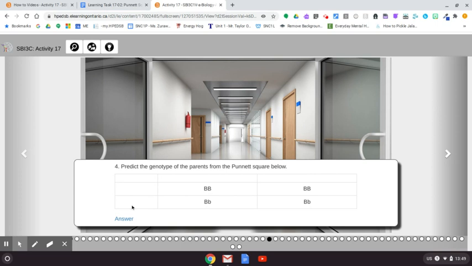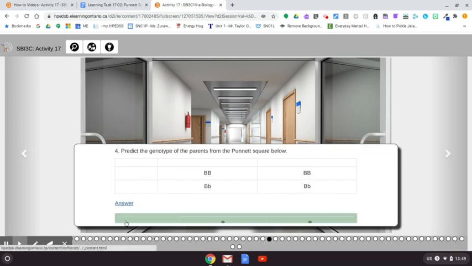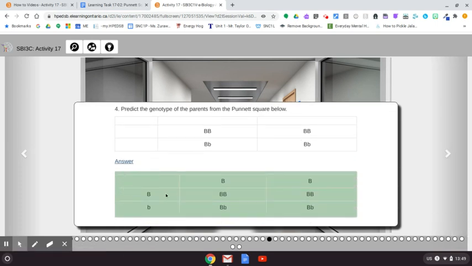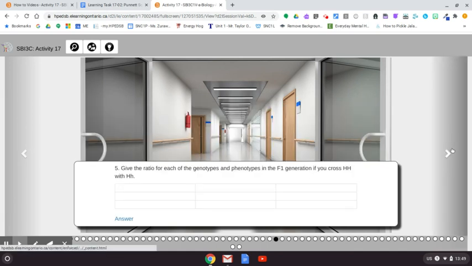So then you can check your answer. If you had big B, little b, you'd get that. If you've got a big B there, big B, and then what would you have to have? Little b. So that makes sense. What would be the 2 genotypes? One would be big B, little b. One would be big B, big B.